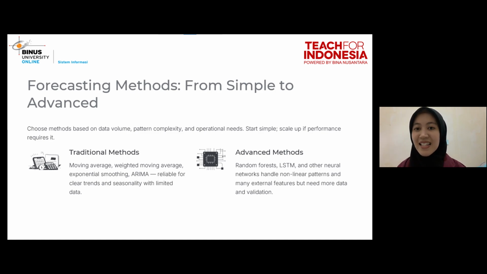These techniques can detect complex and nonlinear relationships within a large dataset. However, more advanced models also require greater amounts of data, computational resources, and validation. For many organizations, the best approach is to start with simple methods and adopt more advanced models only when necessary. Let's look at how a simple forecast can be calculated on the next slide.